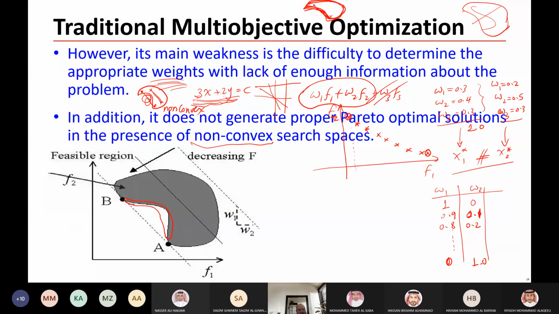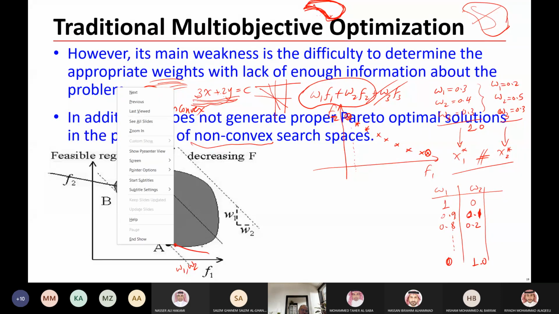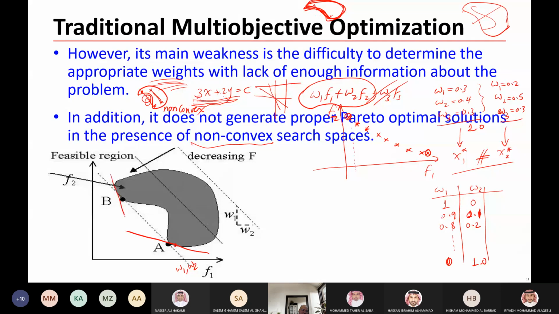Is there a line that will be a tangent for this search space at a certain point? No. This is the line, a straight line, with a certain W1 and W2. If you change the slope of this line, we need, for example, another line like this one. So this is a tangent point. Another line with different W1 and W2, so we will identify this point and play with the weights W1 and W2.